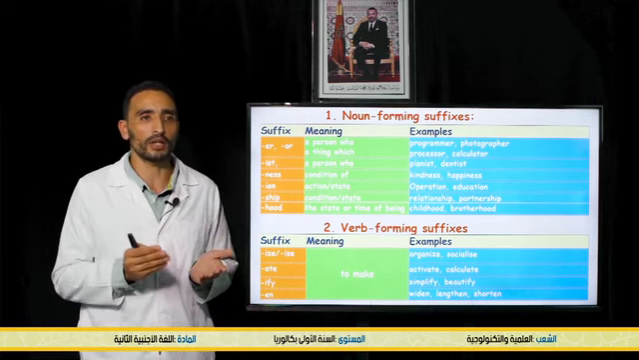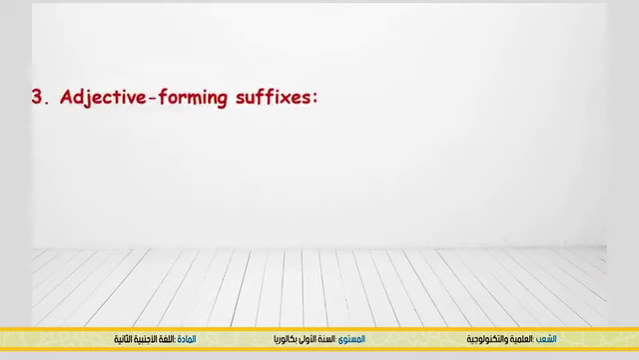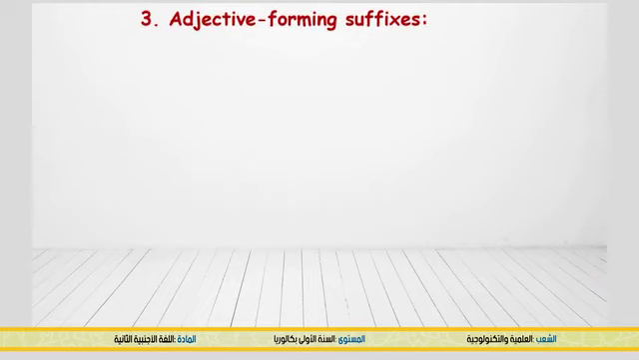EN, the example here, the adjective wide. The adjective wide, the verb is to widen, to make something wide. Lengthen, the adjective is long, we say long. But to make something long, we say to lengthen. And to make something short, we say to shorten. So to shorten, the opposite is to lengthen. Number 3, adjective forming suffixes.